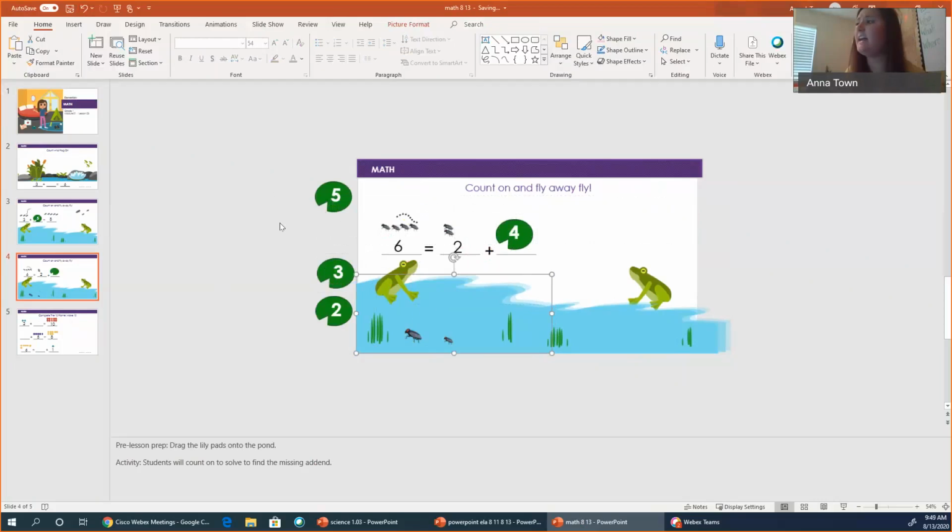And how we can check that is by counting all of the flies we have left. So 1, 2, 3, 4, 5, 6. We got 6. We know that's correct. 2 plus 4 is equal to 6. The missing add-in cannot be bigger than the sum.